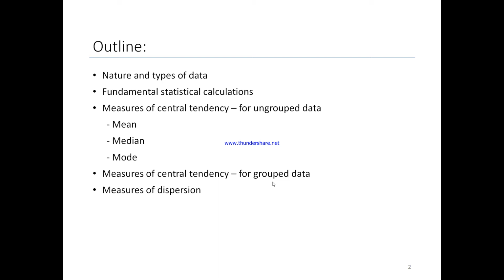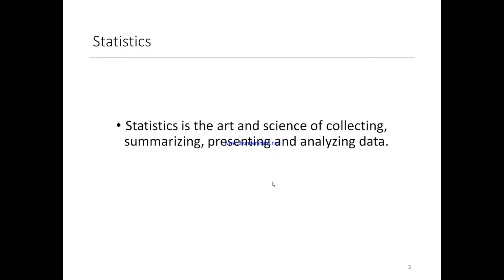We are going to talk about the nature and types of data, and the fundamental calculations in statistics, that is, the central tendency measures, and then the measures of dispersion. We discussed in our previous lecture as well, when it comes to statistics, for some it's all about the numbers, and for some it's about the process of collecting, analyzing and presenting data.